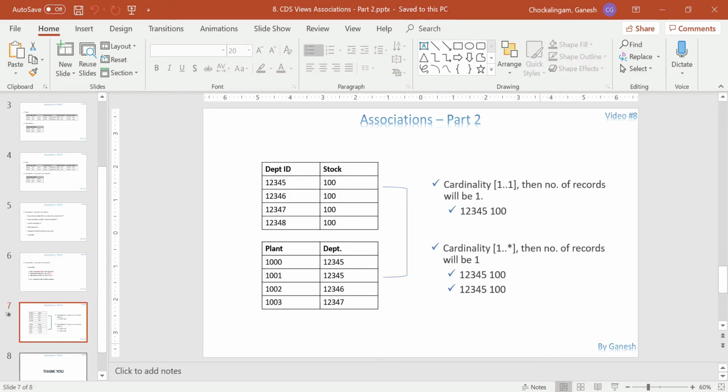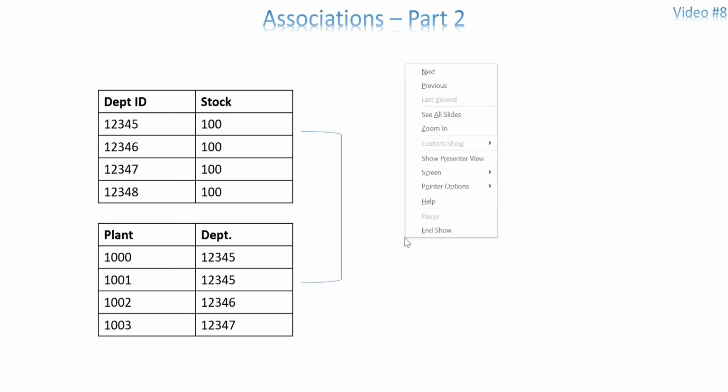So here, let me open this first as a slideshow. Yeah, so these are two different tables, very simple tables. I have created them, and I have department ID and stock, and plant and department. So this is mapped. Okay, and department 45 has 100. In this example, I'm going to target only department 45, not 46, 47, 48, because only 45 is used twice. So department 45's stock is 100, and it's used in two different plants, 1000 and 1001.